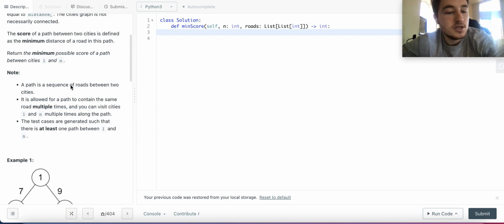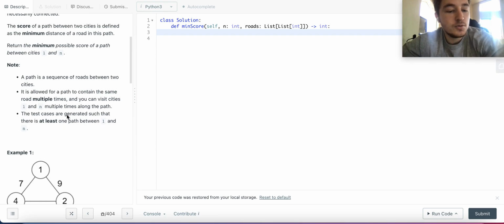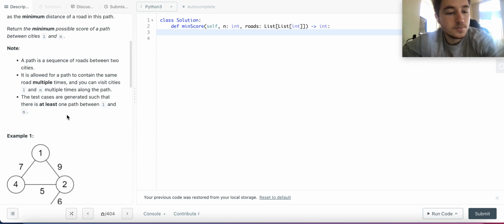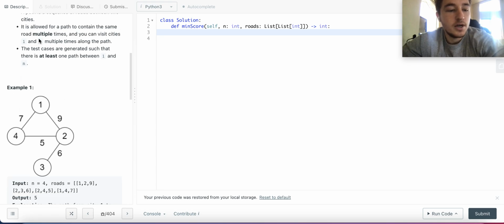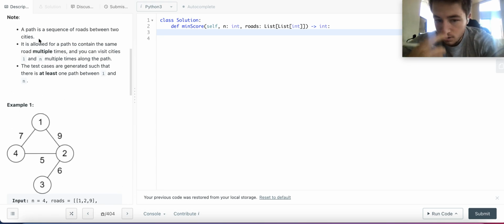Okay, a path is a sequence of roads between two cities. That makes sense. It is allowed for a path to contain the same road multiple times. You can visit cities 1 and n multiple times along the path. The test cases are generated such that there's at least one path between 1 and n. Okay, so there's some intuition that we can gain from each of these notes, which is going to greatly affect how we approach this problem.